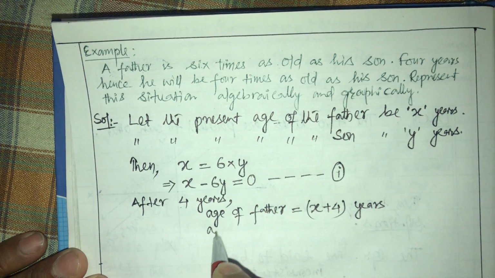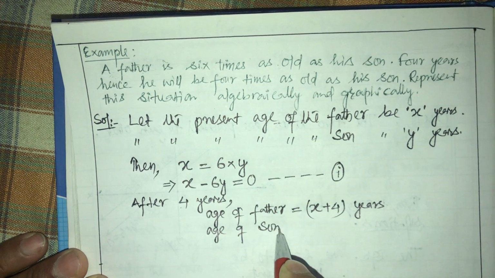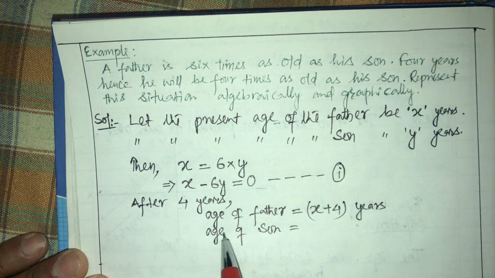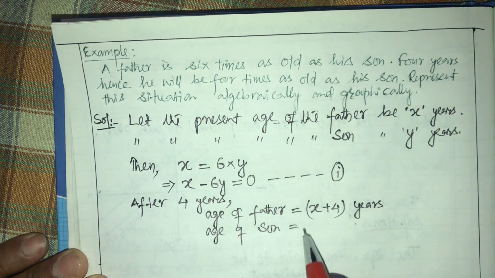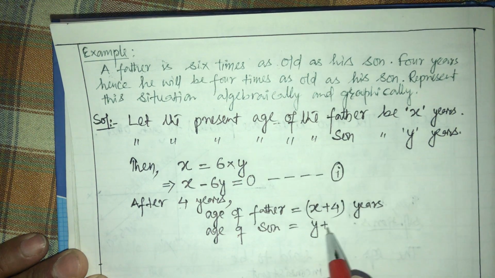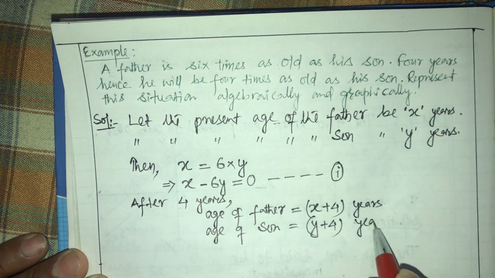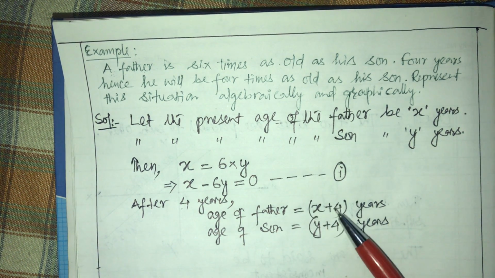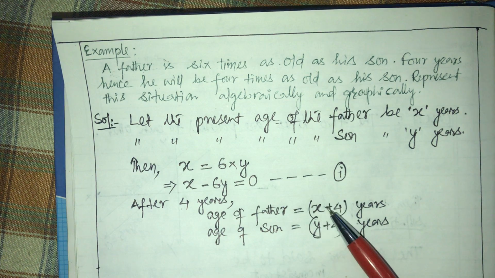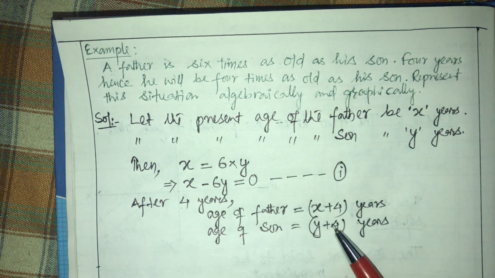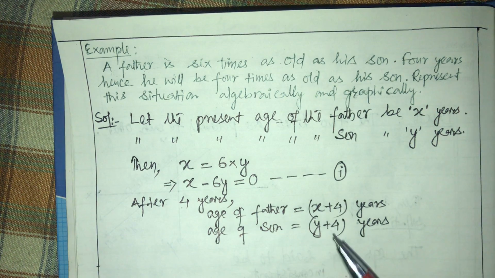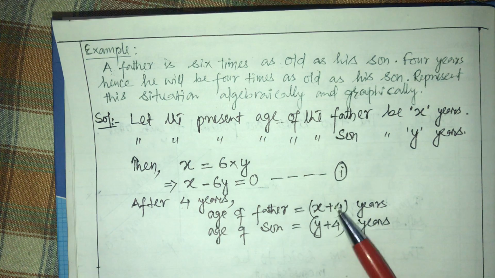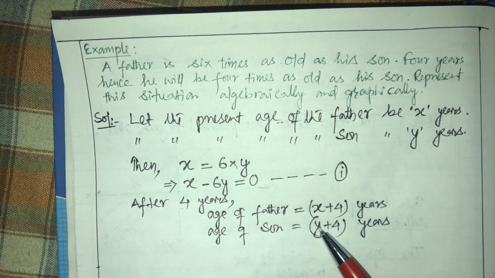Similarly, we'll find the age of the son after 4 years. The son's present age was y, so after 4 years it will be y plus 4. So we got the ages of both father and son after 4 years. Father after 4 years is x plus 4, son after 4 years is y plus 4. Now we'll go back to the statement again and compare their ages, because we need to compare their ages.